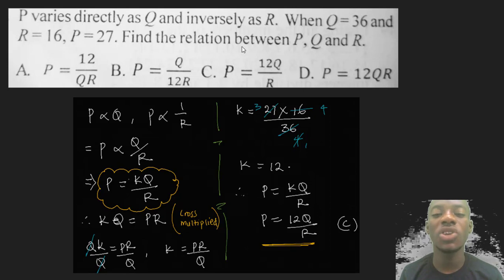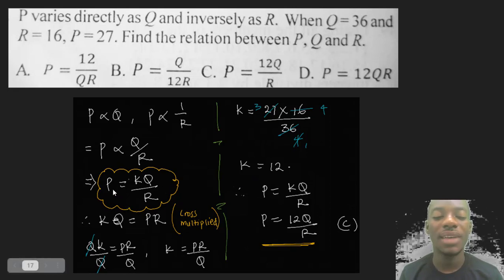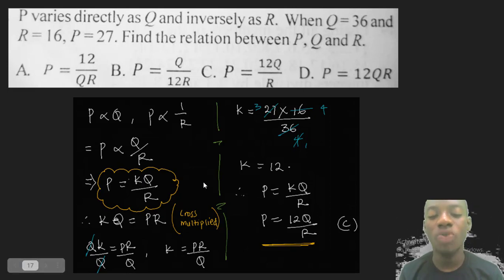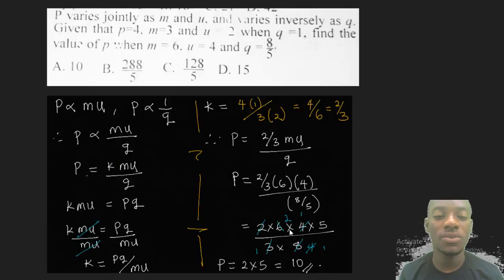So the relationship between p, q, r means what is the value of k. The relationship is what you first discovered with k, that is p equals kq over r. So you have gotten your k as 12, so it will become p is equal to 12q over r, and that is the relationship between them, and that is the end of this question.